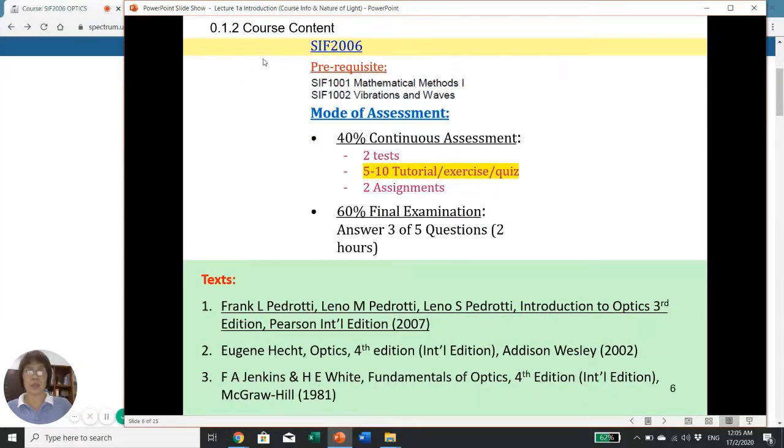And for your course content, I hope you have done the courses on vibration and waves, because what you learn there will be helpful for you here. And this course will be made up of 40% continuous assessment, and you're going to have 2 tests, 5 to maybe about 6 tutorials, a minimum of 5 exercises or quizzes, and about 2 assignments, and you will have 60% come from your final exam.